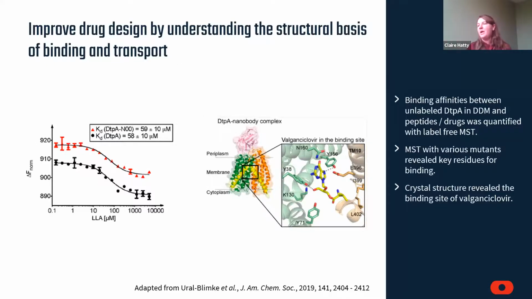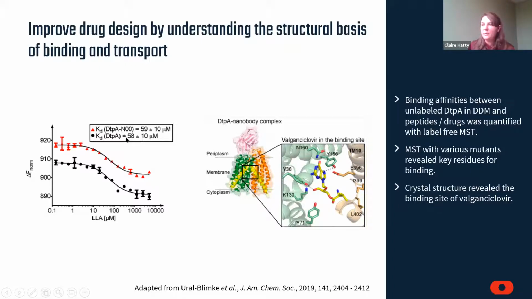It's quite a large paper where they've done binding on a lot of different mutants with a lot of different ligands, but this is only showing one tiny bit of that. In this case, it was label-free MST, using the purified DtpA transmembrane transporter in DDM. Rather than attach a fluorophore, they used the intrinsic tryptophan fluorescence of the protein. Here we have the MST binding curves for the DtpA alone, or in complex with a nanobody that was used to stabilize it for crystallography.